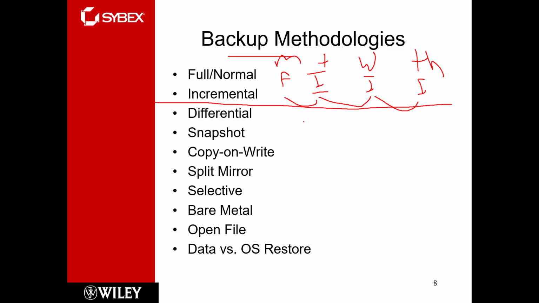For differential, let's say we do a full on Monday, we do a differential on Tuesday and Wednesday and Thursday morning, but Thursday night there is a failure. Well, differential copies everything since the last full backup. So on Friday you'd have to load the full backup and the latest differential. This does take more space, but there are some benefits. Recovery time with differential is a lot faster.